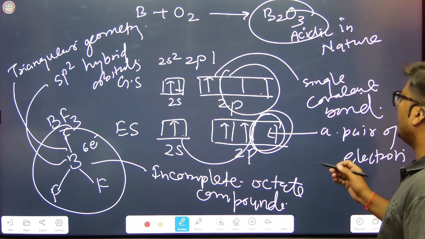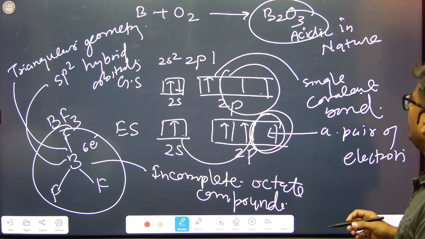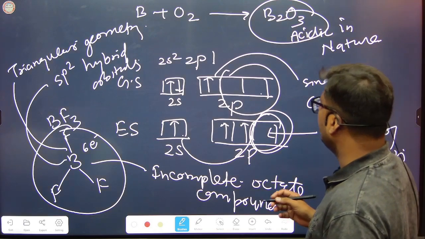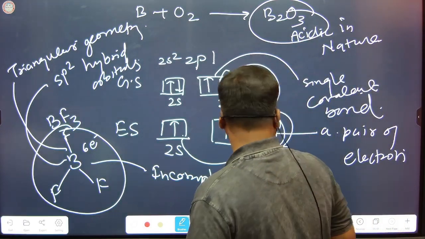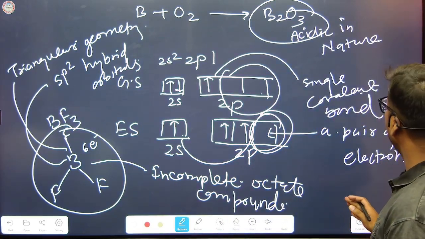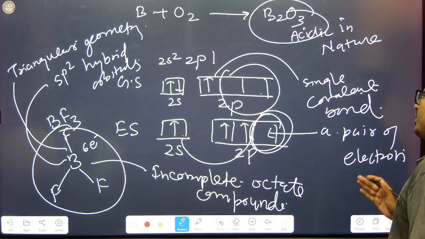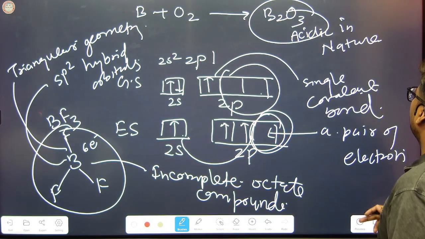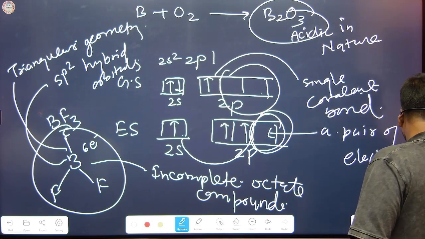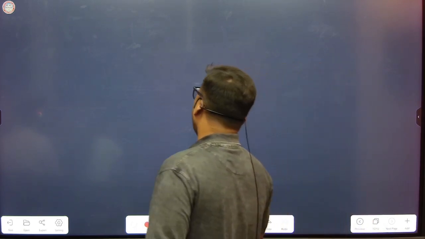So all the compounds of this class form electron deficient compounds and they are Lewis acids. Lewis acids means they have the tendency to accept a pair of electrons from the donor or Lewis base. So most of the compounds are acidic. Suppose we have halide compounds.